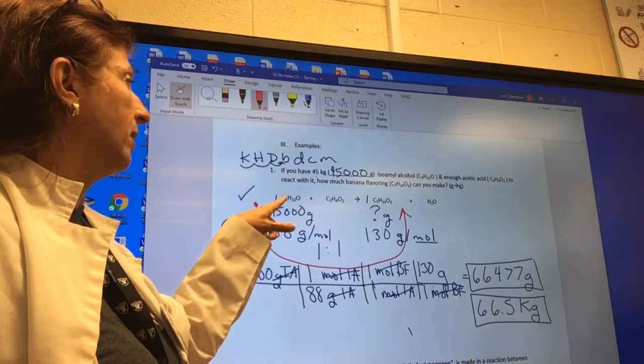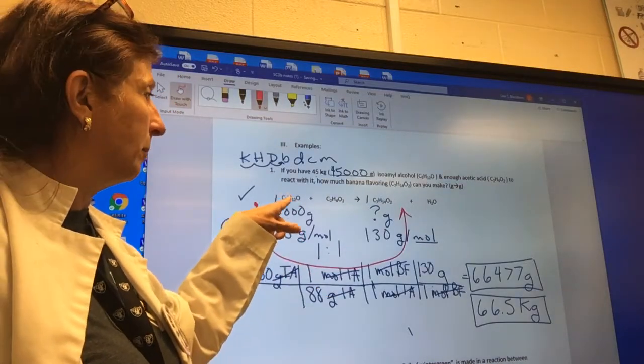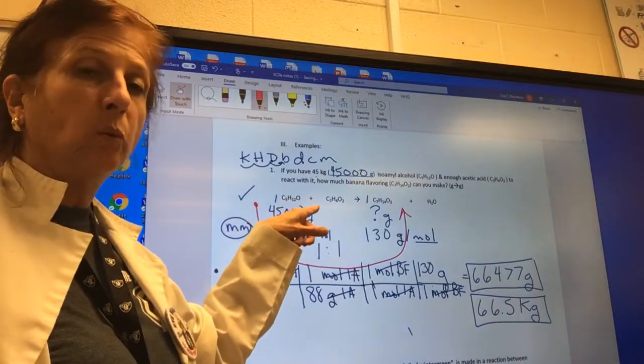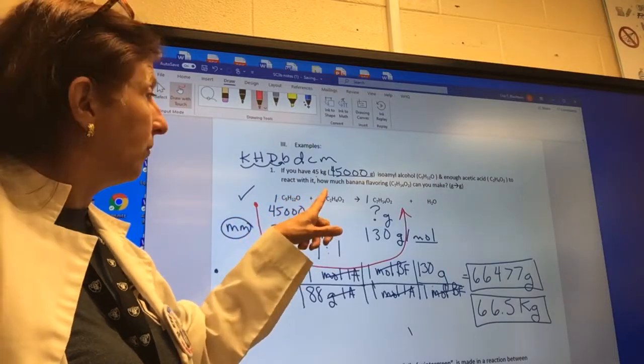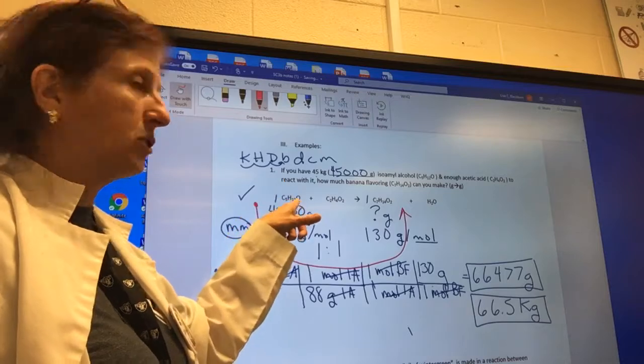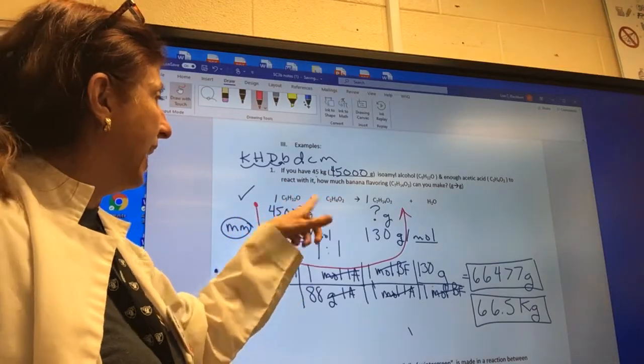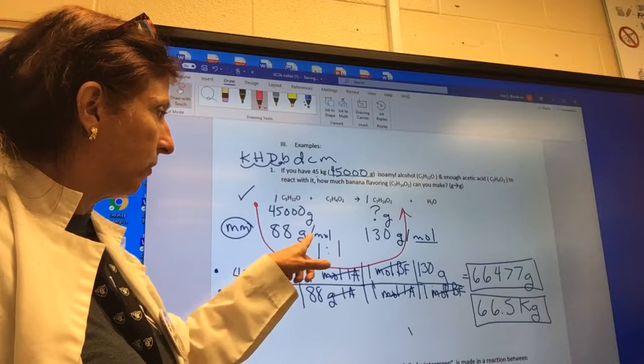So on the periodic table, I look up and I see that carbon is 12. I multiply it times 5. Hydrogen is 1. 1 times 12 is 12. So I do whatever carbon is, plus 12 more. And then oxygen is 16. I add them all up and I get 88 grams per mole.